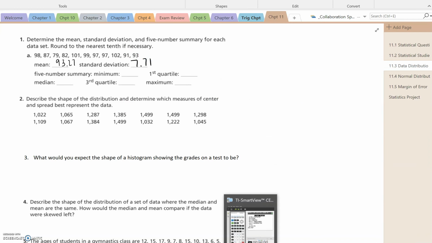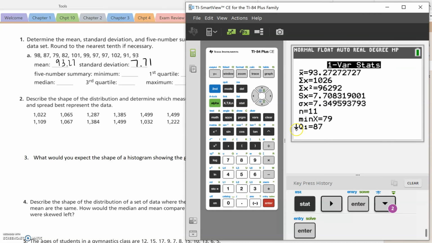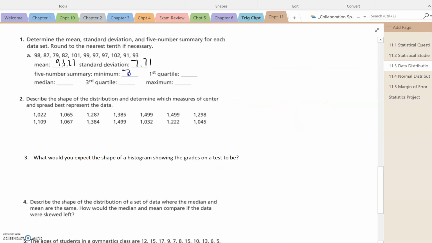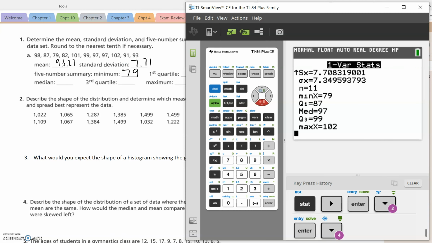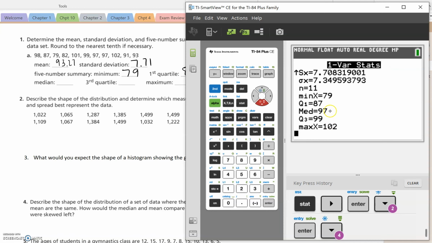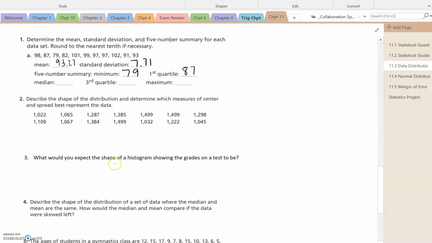And then our 5-number summary. If you notice on your calculator, there's a little arrow right here, so you can scroll down and get more numbers. The minimum number here is 79. Q1 here is 87. That's our first quartile. Median is 97. Q3 was 99. And the maximum is 102.